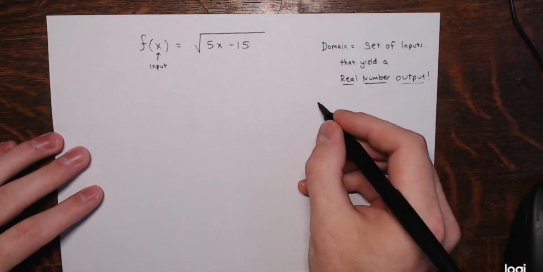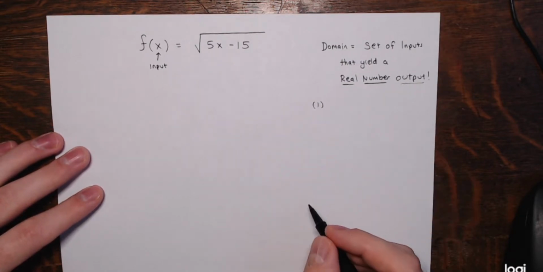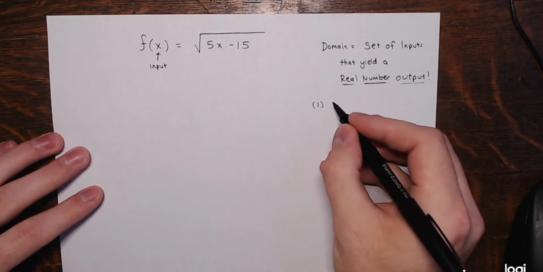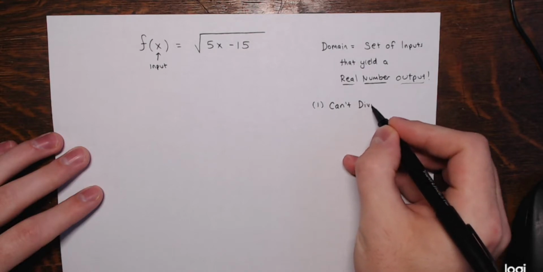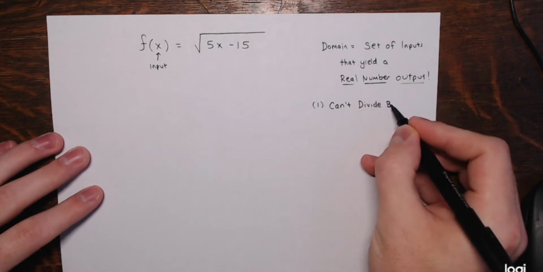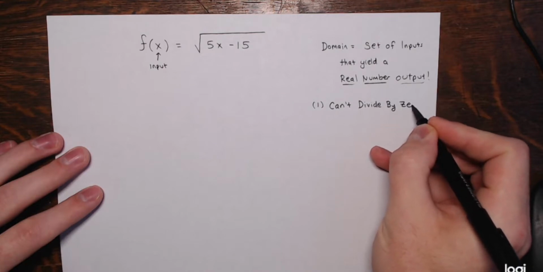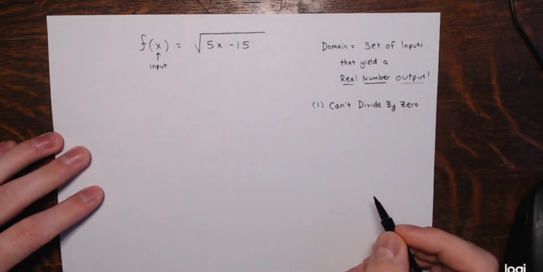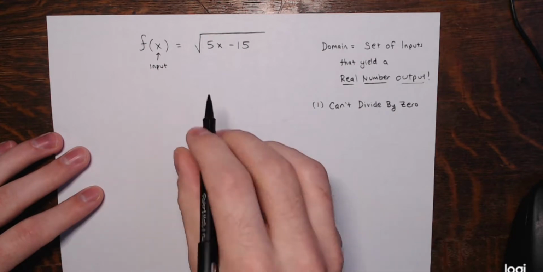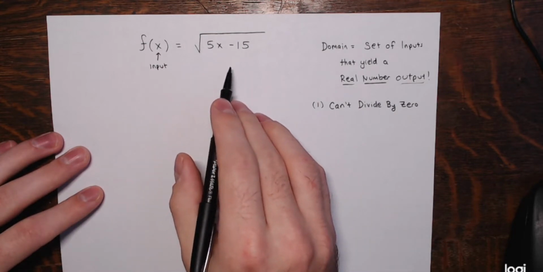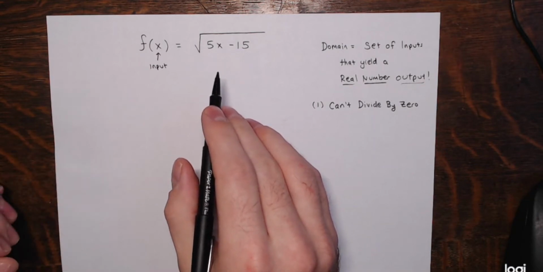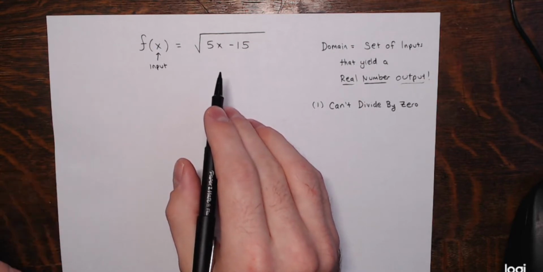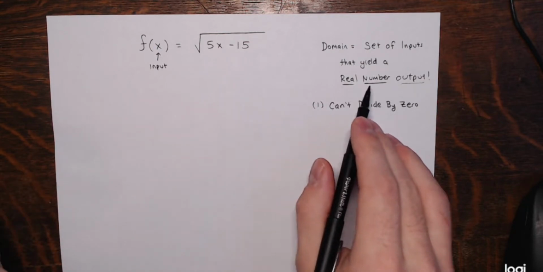So some things to keep note of. One, you can't divide by 0. Division by 0 is undefined, will not yield a real number output. So if you notice any denominators with variables, you might want to check, are there any values that make a denominator 0? Because if you ever have a denominator of 0, that's not good. That's undefined. You're not going to get a real number output.